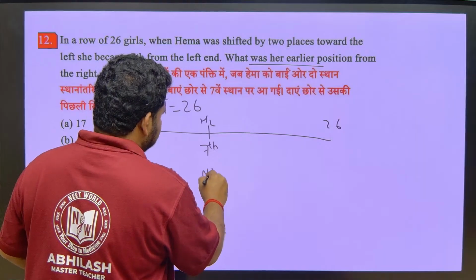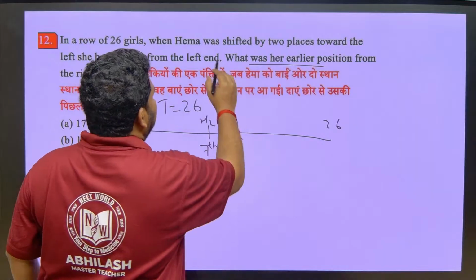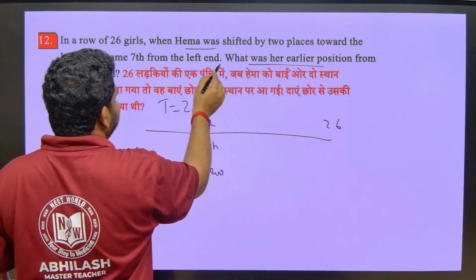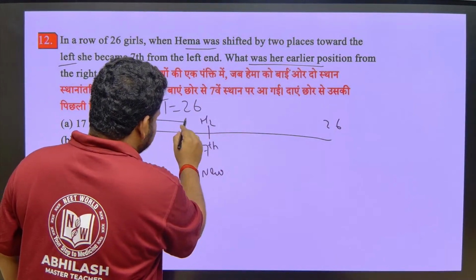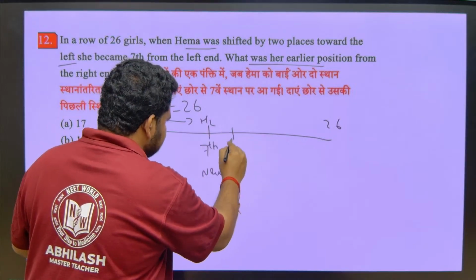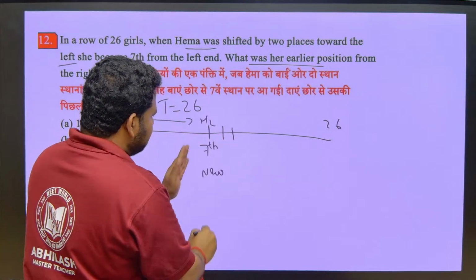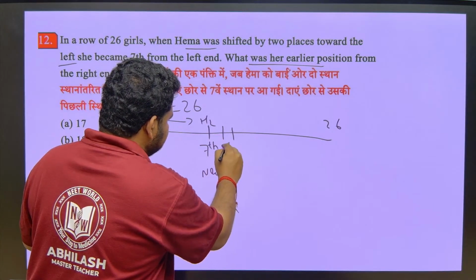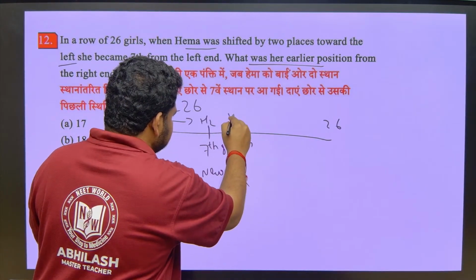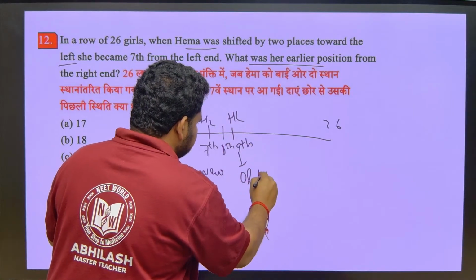Earlier position is shifted by 2 positions. Hema was shifted by 2 places towards the left, and she became 7th from the left hand. That means earlier she was here. She was shifted 2 positions, meaning 1 position left and a 2nd position left. So earlier her position was, this is 1, 2, 3, 7, this is the 8th position, and this is the 9th position. So Hema's earlier position, that is her old position, was this one. So that is what?